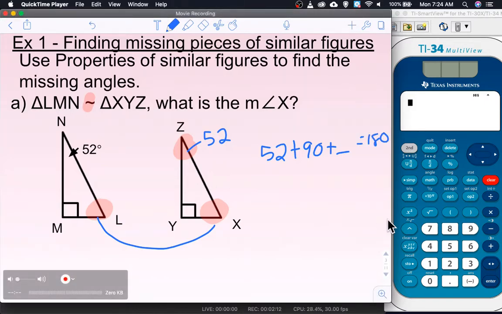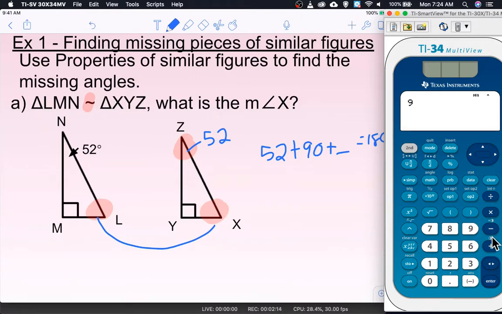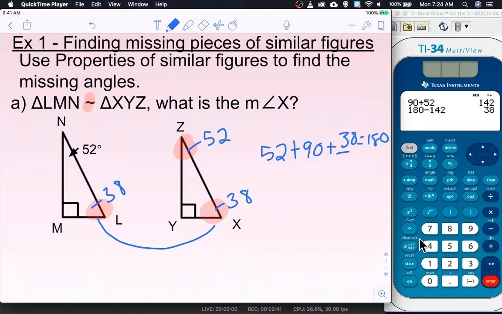You could do guess and check. You can do some math like I'm going to do. 90 plus 52 is 142. And if I take 180 and I minus 142, I get the missing piece, which is 38. So both of those are 38 degrees, because they're the same.